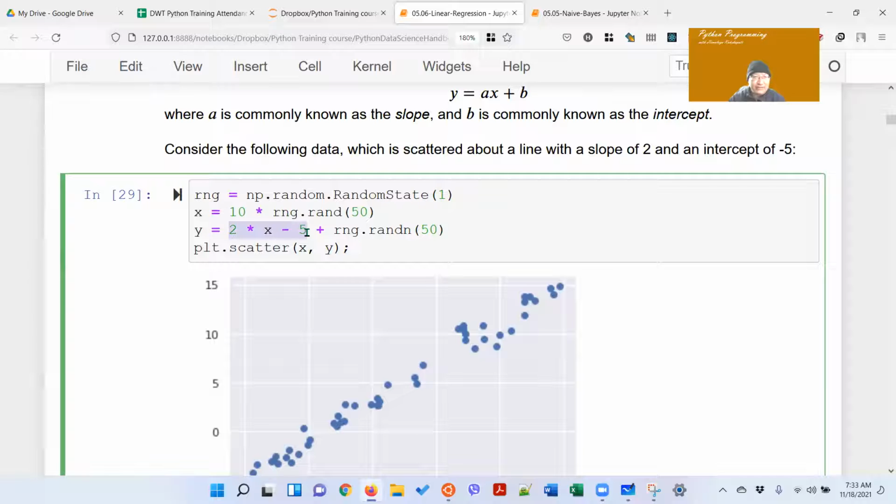So our true cut is 2x minus 5. Right? y equals 2x minus 5, and the noise. This is noise, right? So we don't account for that. We don't need to worry about that. And we have a true function, 2x minus 5. Right? These are my parameters, 2 and minus 5. 2 is the coefficient, minus 5 is the intercept.